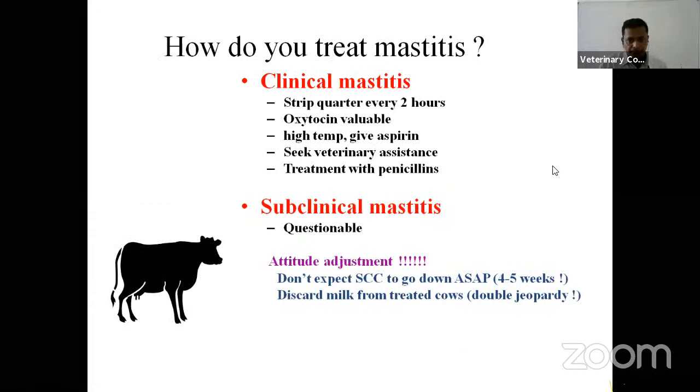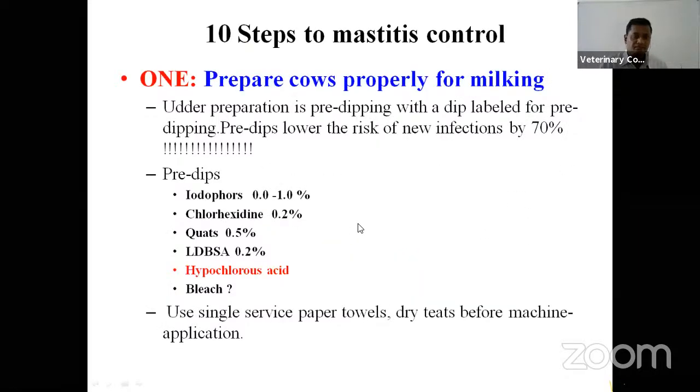Okay, so subclinical mastitis is really a problem in field conditions for management. Again, these are the recommendations given in the presentation by Dr. Bhushan M. Devarao. So 10 steps have been proposed to prepare for the management of mastitis. Prepare cows properly for milking. You see that no organism enters during the milking process.